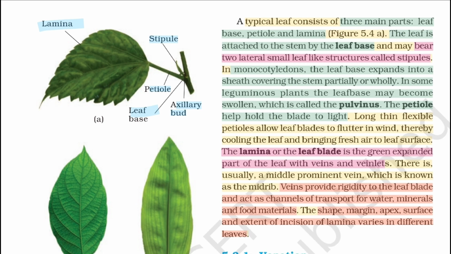The petiole helps hold the blade to light. Long, thin, flexible petioles allow leaf blades to flutter in wind, thereby cooling the leaf and bringing fresh air to the leaf surface. The lamina or the leaf blade is the green expanded part of the leaf with veins and veinlets. There is, usually, a middle prominent vein, which is known as the midrib. Veins provide rigidity to the leaf blade and act as channels of transport for water, minerals and food materials. The shape, margin, apex, surface and extent of incision of lamina varies in different leaves.